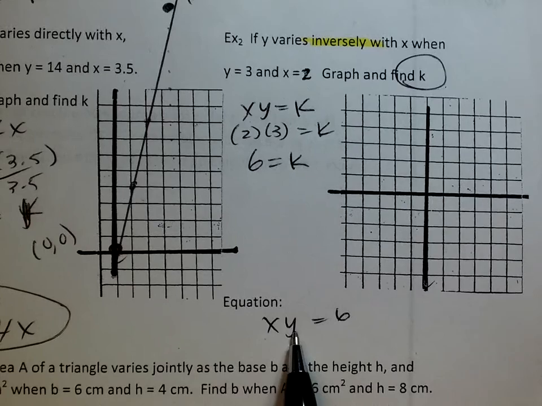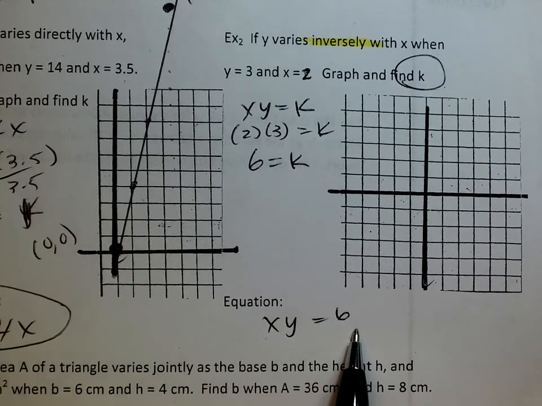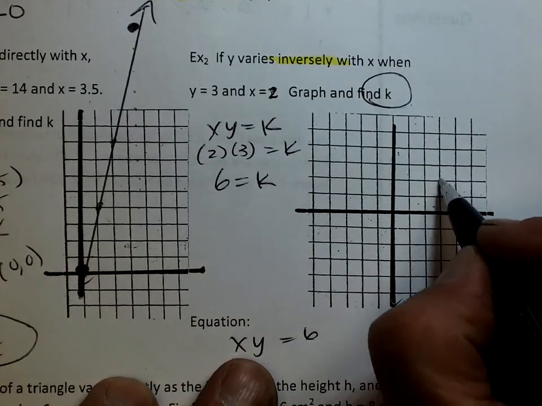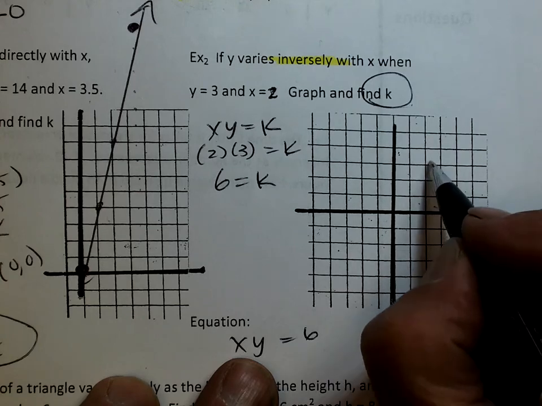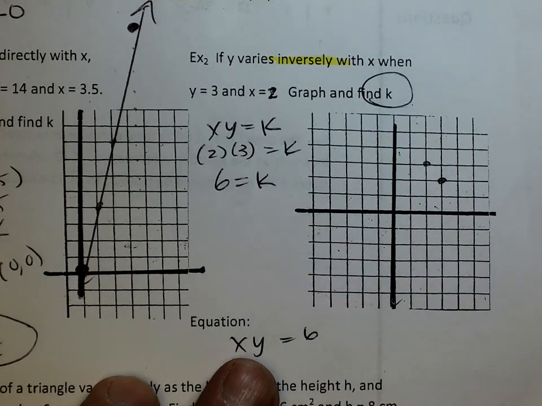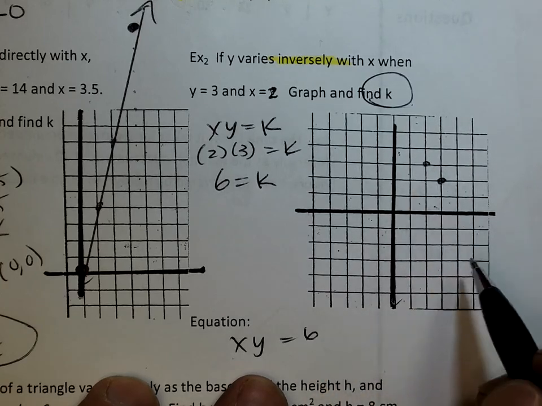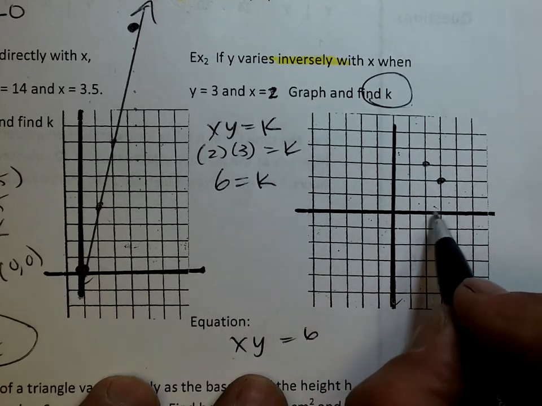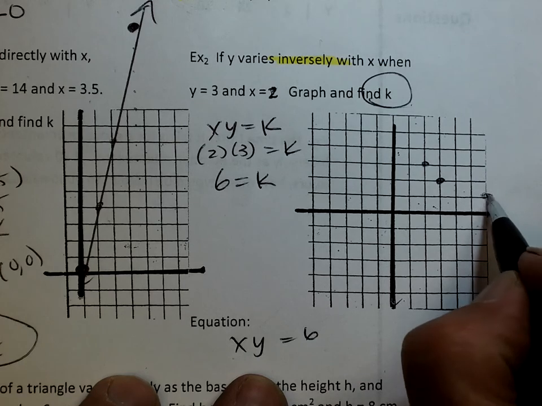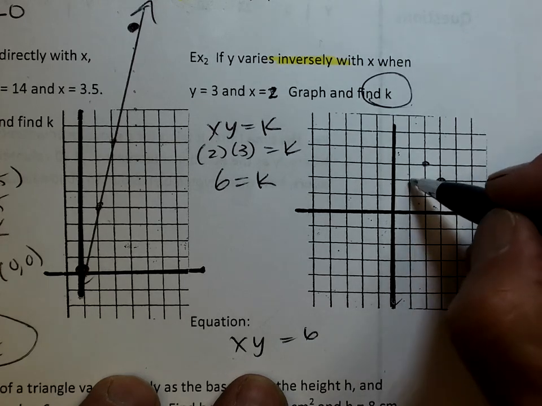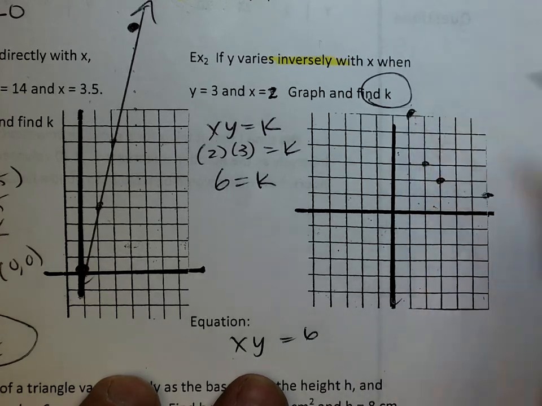It's what times what makes 6. Okay, we know 3 times 2, and we know 2 times 3. You agree with that? So it's really what times what equals 6? Well, 3 times 2 and 2 times 3. We also know 6 and 1, and 1 and 6. 1, 2, 3, 4, 5, 6, right?